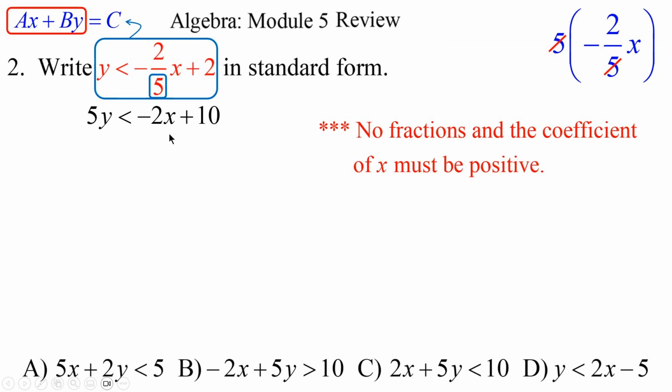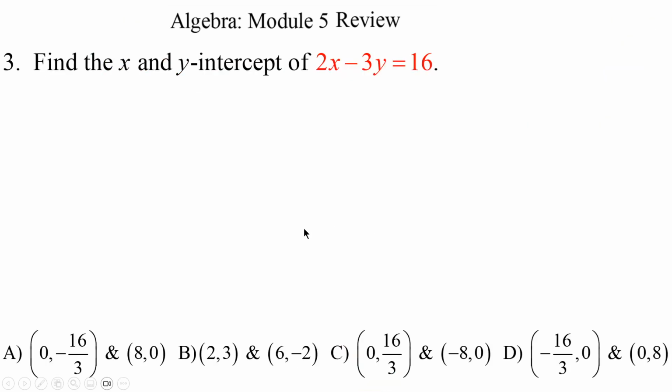So I need ax plus by equals c, so let's add 2x to both sides. And what do we have? 2x plus 5y is less than 10. Ax plus by equals c. That is standard form right there. So 2x plus 5y is less than 10. That's c. Okay.